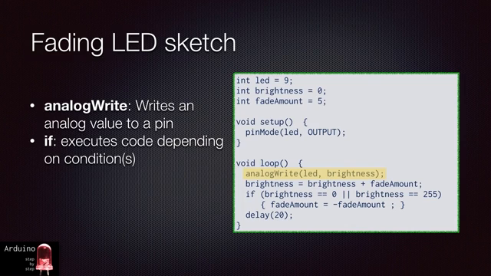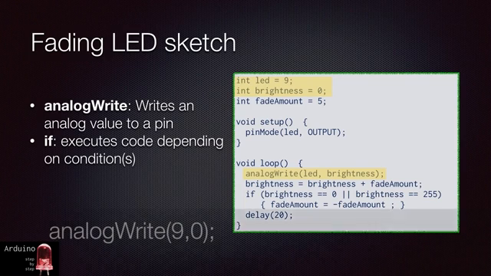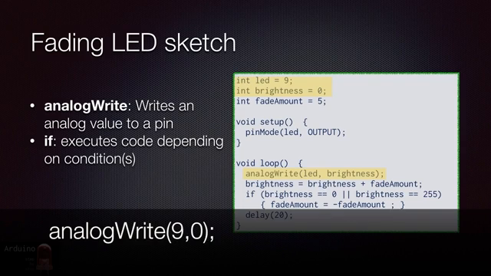In the loop function, we first set the brightness of the LED using the analogWrite function by setting the pin to which the LED is connected and the brightness. Brightness is a global variable of type integer that was initialized to be 0 when the program starts. So, the first time that the program runs in the Arduino, this instruction will look like this: analogWrite(9, 0).